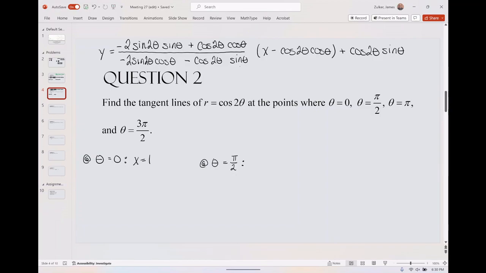Where does it occur? Well, y is cosine of 2 theta times sine of theta. Cosine of 2 theta, we said, -1 times 1. So the tangent line is y equals -1.